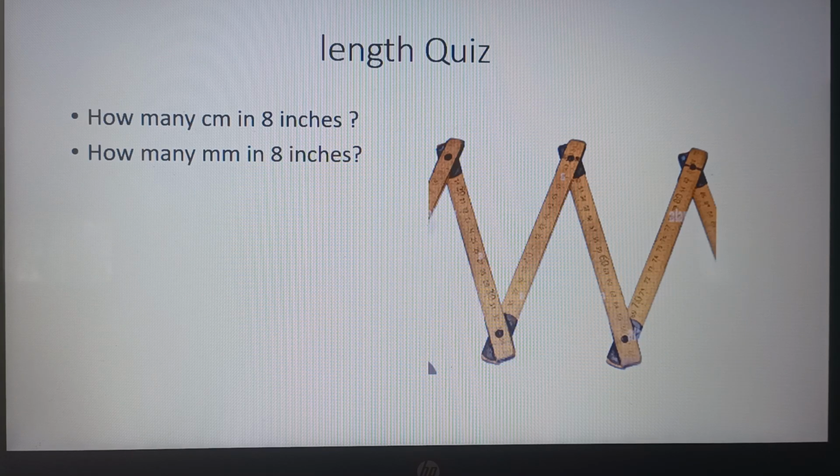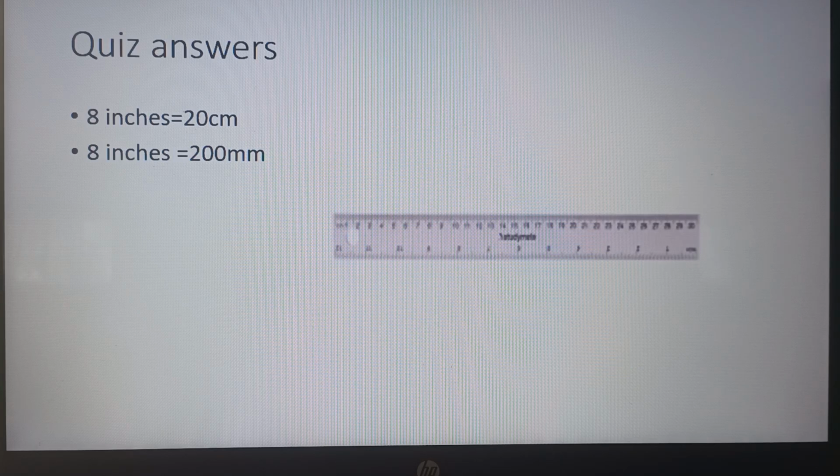Length quiz. How many centimeters in 8 inches? Or it can be put how many millimeters in 8 inches. Quiz answer. There is 8 inches in 20 centimeters, or what is used most commonly in the workshop would be 8 inches equals 200 millimeters.